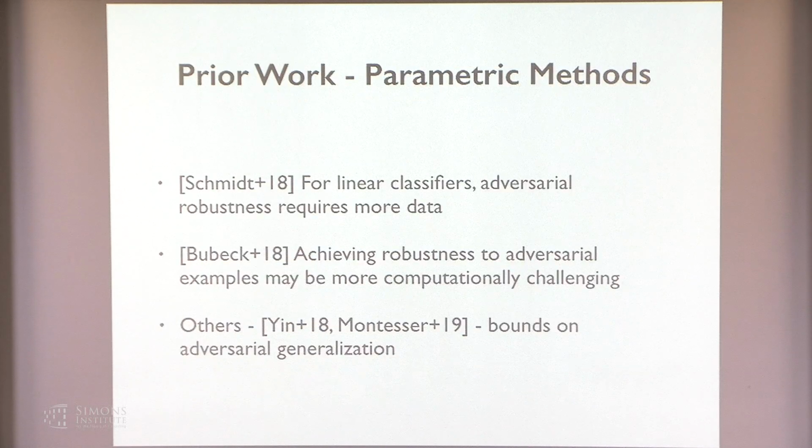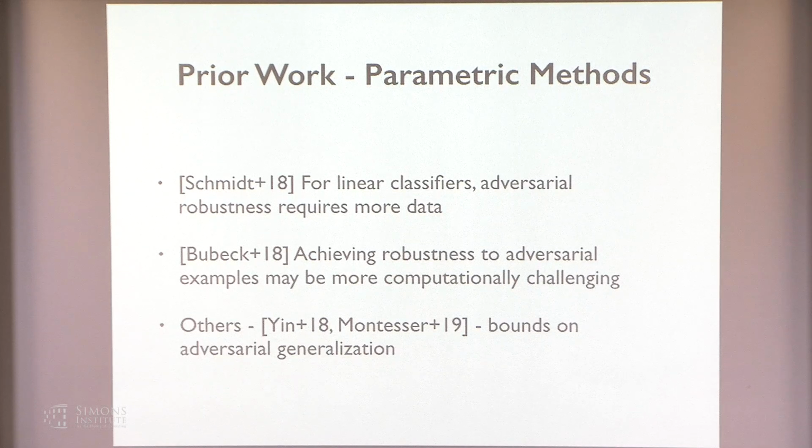Okay, so prior work. Note that this is theoretical prior work. There has been a lot of theoretical prior work, other than ours, on adversarial examples for parametric methods. For example, Smith et al. talked about linear classifiers and showed that robustness requires more data. Sebastian gave a talk earlier in this program about computational issues, and there are a bunch of others, like In et al. and Montesor et al., and I'm sure I'm missing some, because this is a very fast growing area where adversarial generalization bounds have been given.